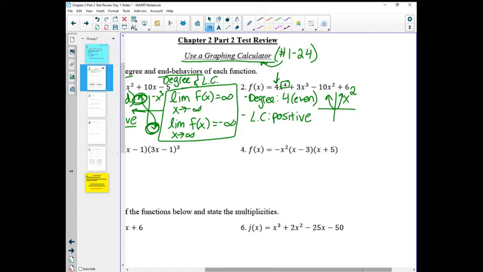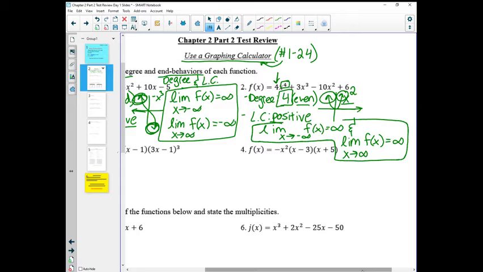Since our function is even and positive, and this function is even and positive, they're going to have the same end behaviors. So the limit, as x approaches -infinity of f of x, on the left side, the graph is going up to +infinity. And now let's do the right side. As x approaches +infinity, so as x goes to the right, the function is going up to +infinity as well. So that's all you needed on that question, the degree and the end behaviors.